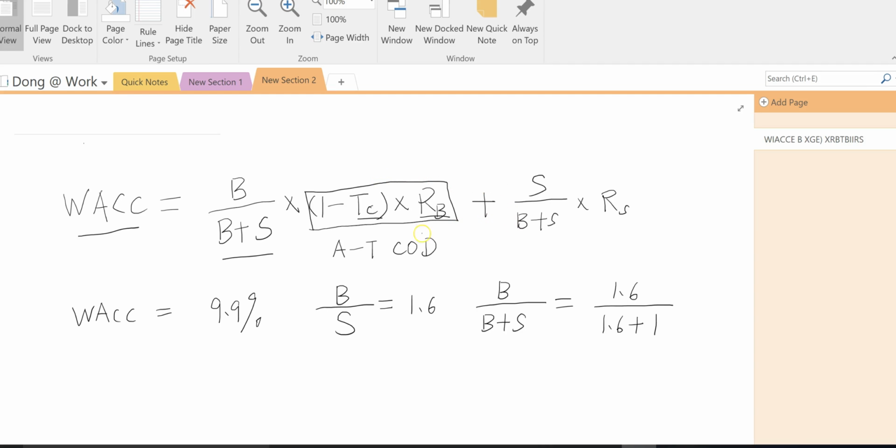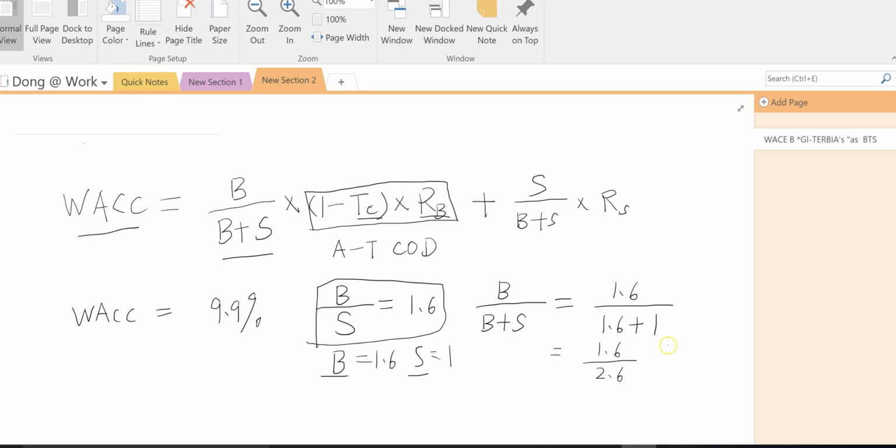So how can you easily get this number? Without loss of generality, you can safely assume B equals 1.6 and S equals 1. Of course, this may not be true, but as long as their ratio stays the same, 1.6, this will give me the same B over B plus S. So it doesn't matter. You can just directly work with 1.6 over 1.6 plus 1. So this will give me 1.6 over 2.6.